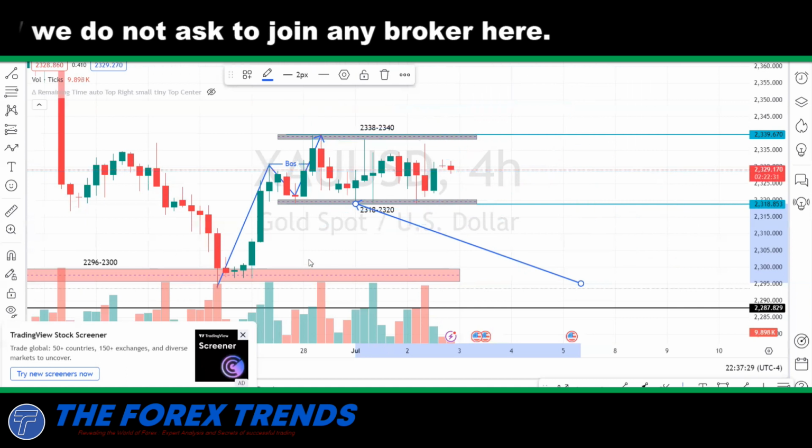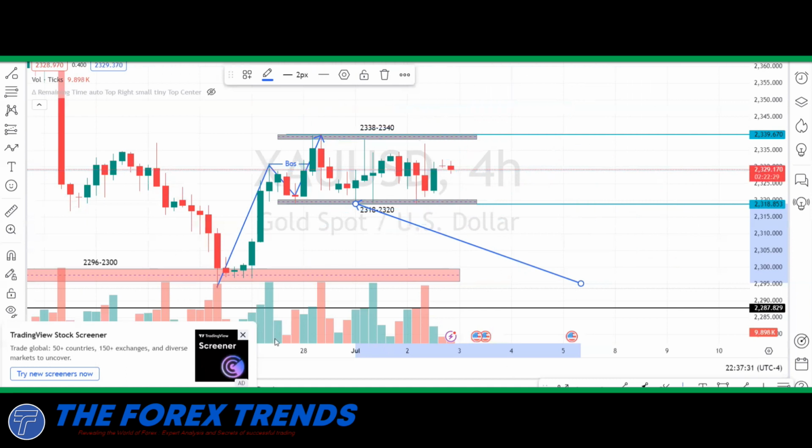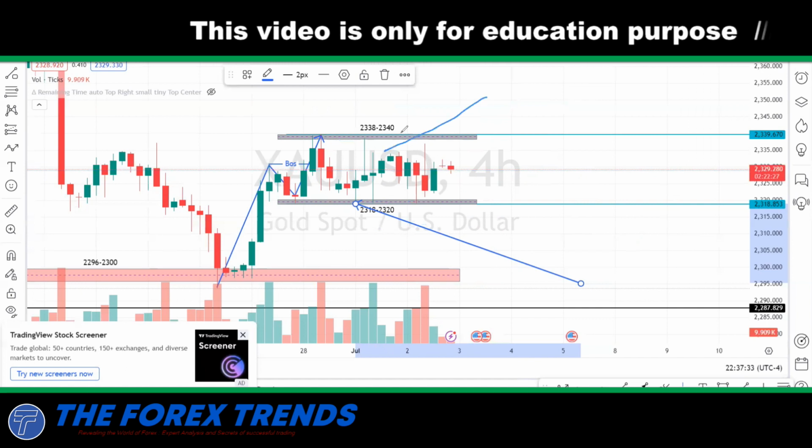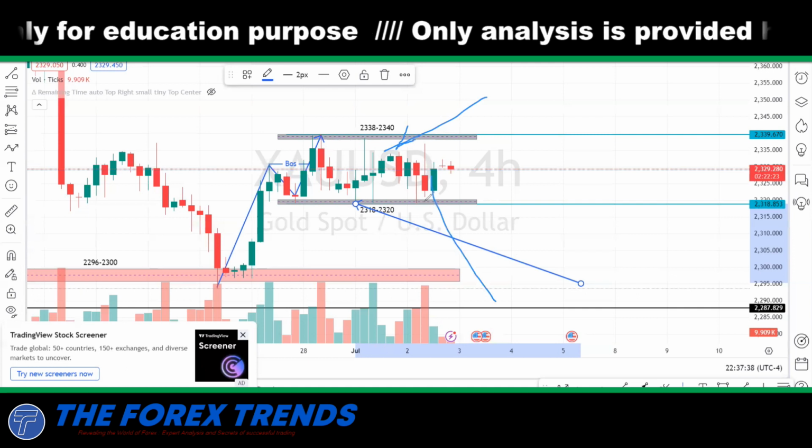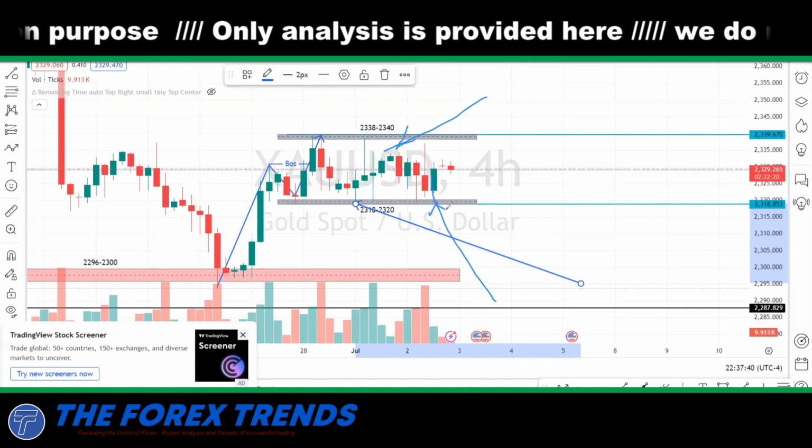So this is our today's trade setup. First, there is a buy after breakout and retest. Second, there is a sell after breakout and retest.